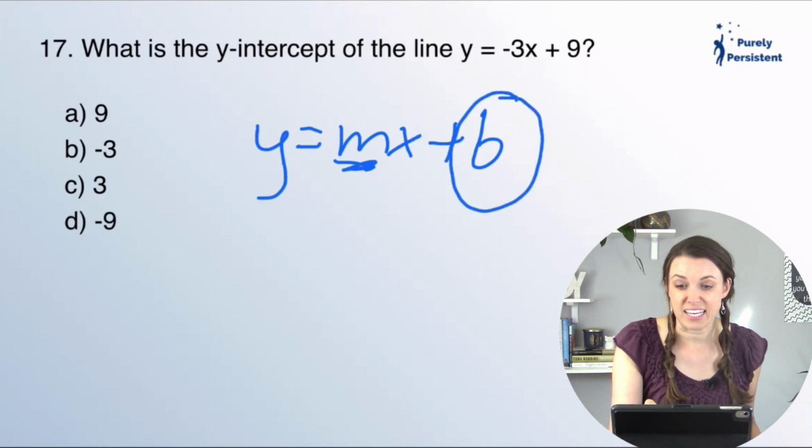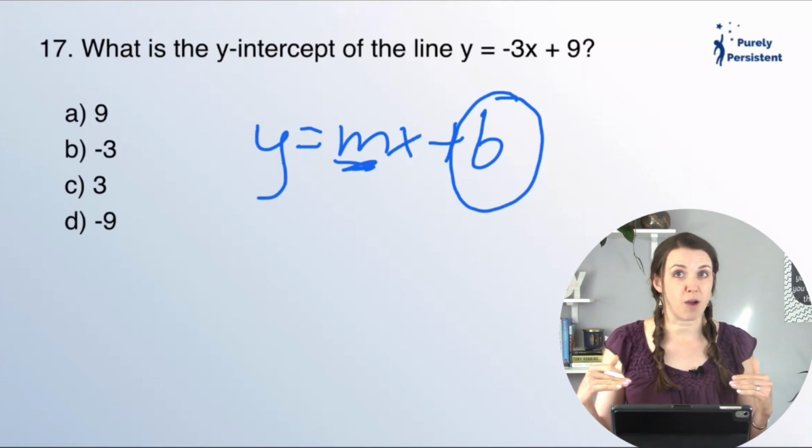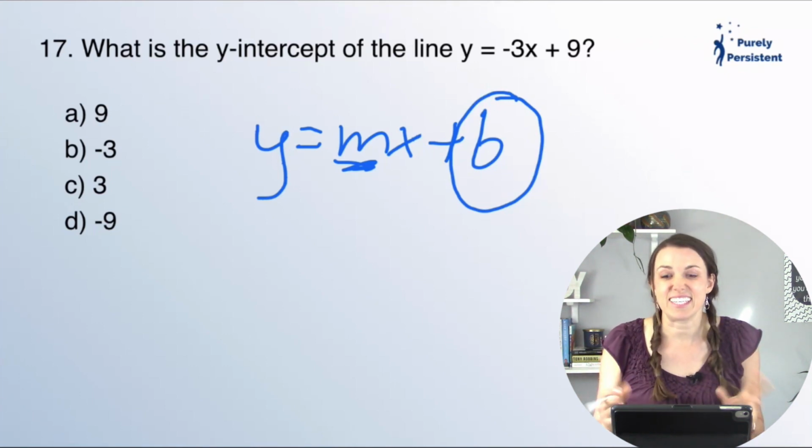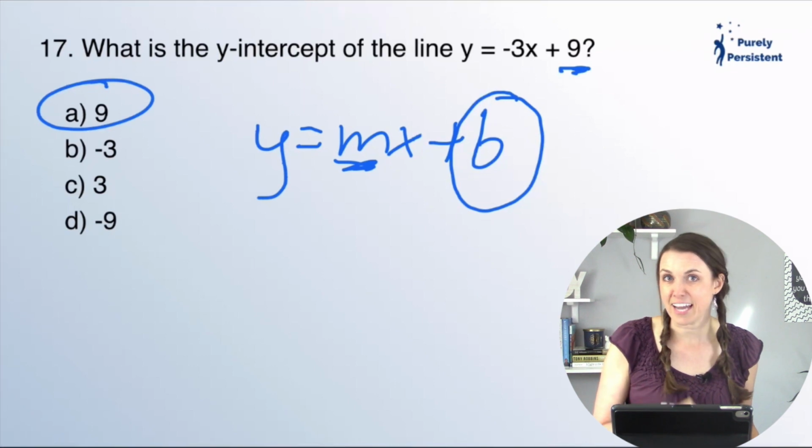At the b, right? And so you have to make sure that the equation is in the proper order, which in this case it is. So what is the b? Right here is 9. So the answer is A, 9.